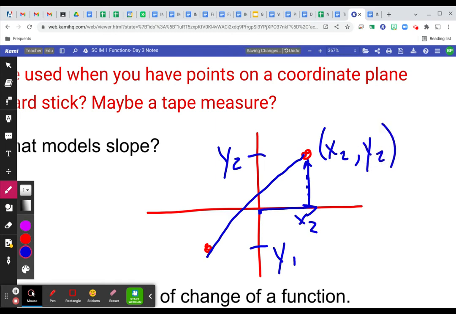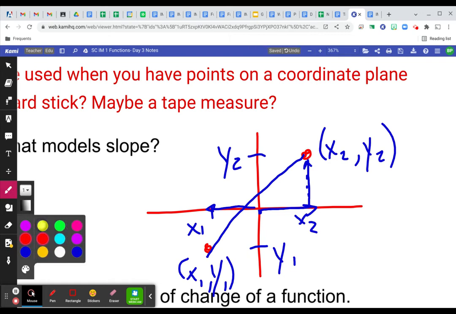And if we wanted to get down to this point, we would go left x1 and down y1. So we're going to call this point x1, y1. Now, when I'm talking about horizontal change and vertical change, let's use yellow here. If we want to get from x1, y1 to x2, y2, we're going to rise a certain amount, right? Some certain amount here we're going to rise.